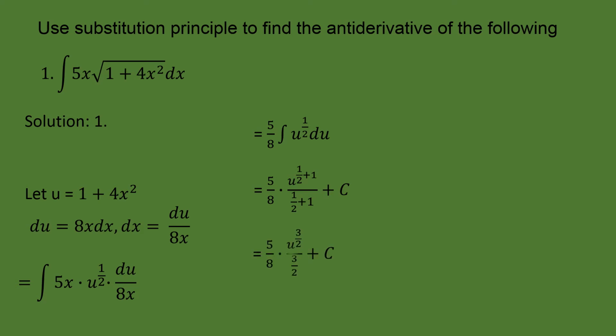Simplifying, we have here 5 over 8 raised to the power of 5 over 8 times u raised to the power of 3 over 2, because 1 half plus 1 is 3 over 2. Also same as in the denominator. Then we have plus c.